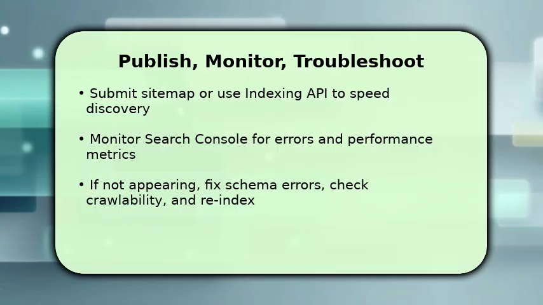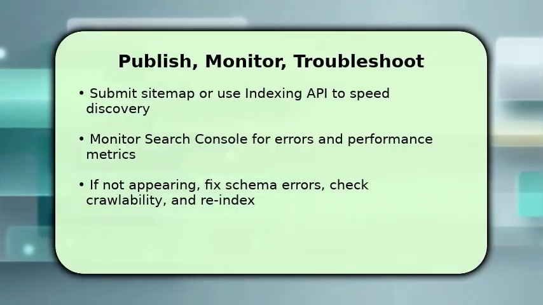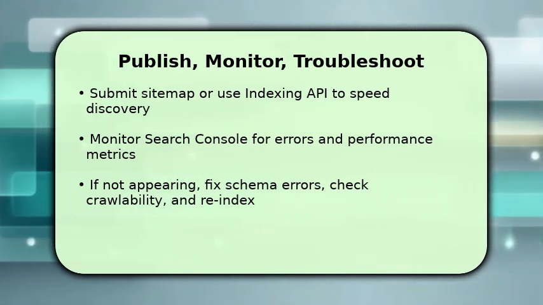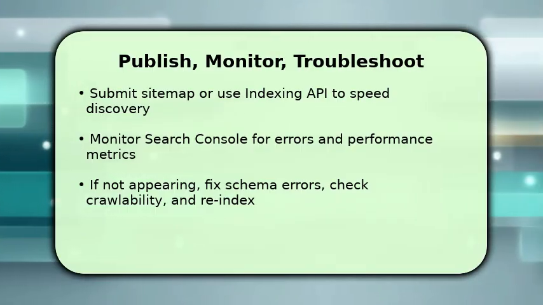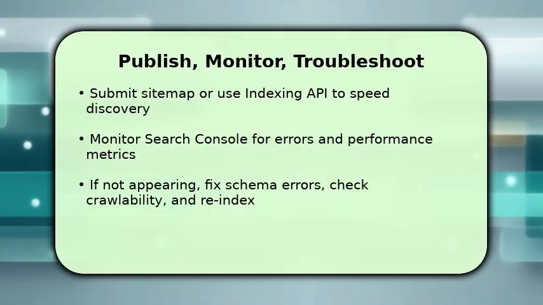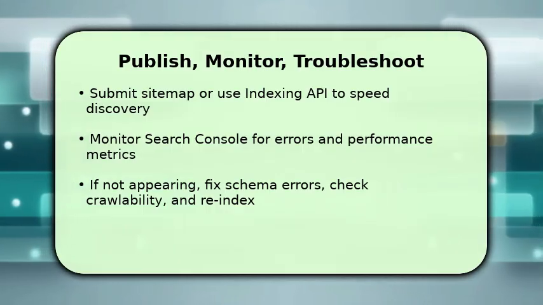If the job doesn't appear, inspect for schema errors, check robots.txt and noindex tags, and ensure the job page is accessible to crawlers. Rerun the Rich Results Test after fixes and request indexing. One key troubleshooting tip: always correct structured data errors first.